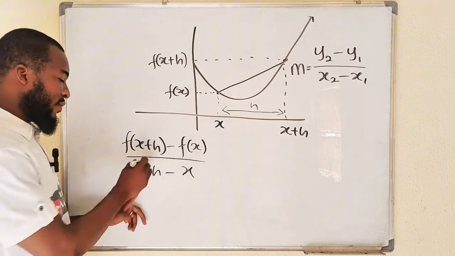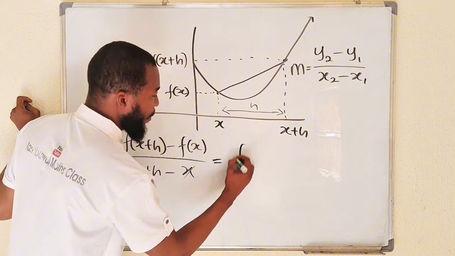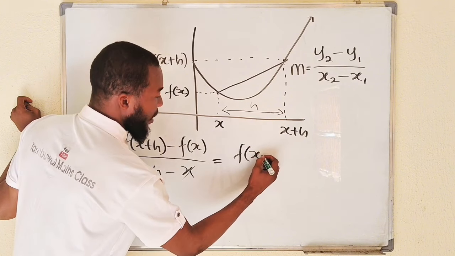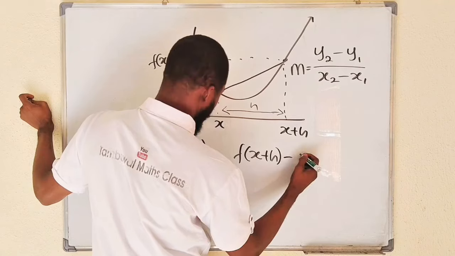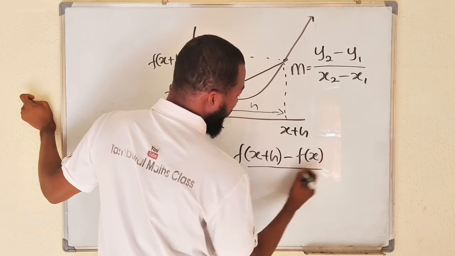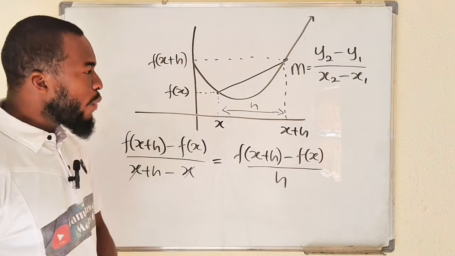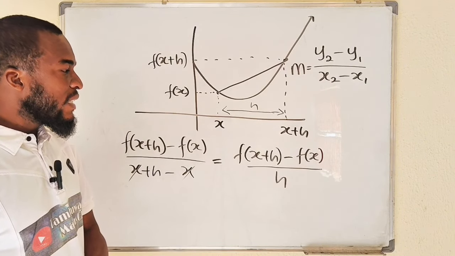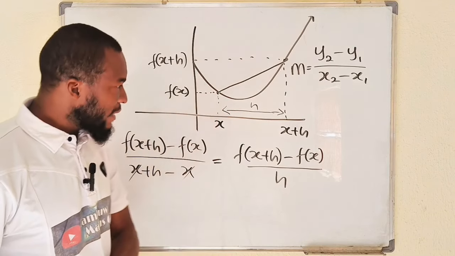You see that x will cancel x, so what do we have? We have f of x plus h minus f of x divided by h. This is nothing but a quotient. But we are talking about the derivative. Derivative is the slope of this function at a point.